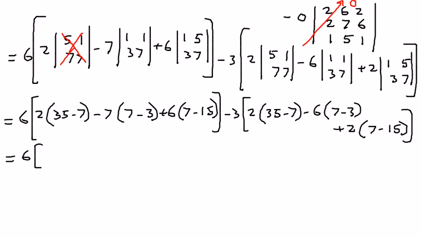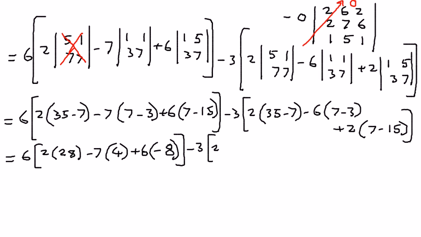This is 6 times 2 times 35 minus 7 is 28, minus 7 times 3 is 4, plus 6 times 7 minus 15 is minus 8, then minus 3 times 2 times 35 minus 7 is going to be 28, and then negative 6 times 7 minus 3 is 4, and then we have 2 times 7 minus 15 is negative 8, close brackets. Now we'll simplify this some more.